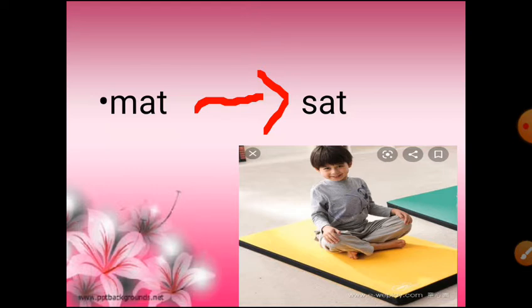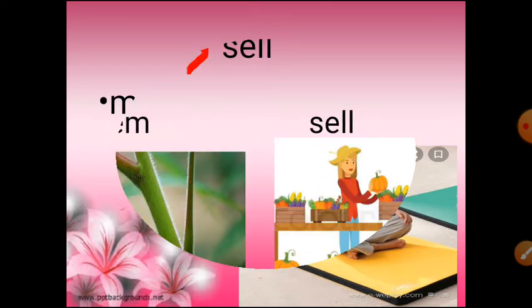And if you want to make the word sat, all of you make the word sat. In the place of M, you have to place the letter S. It will become sat. I sat on the mat. Okay, I sat on the mat.